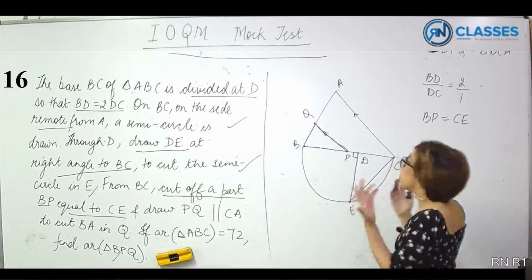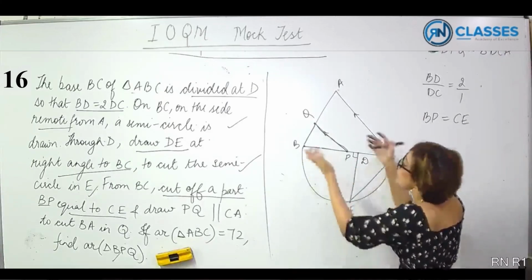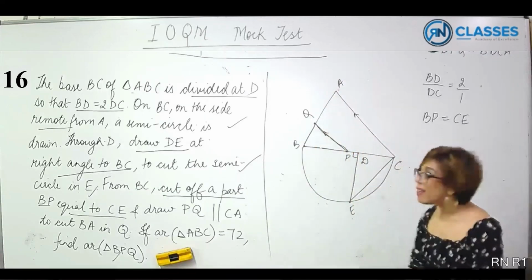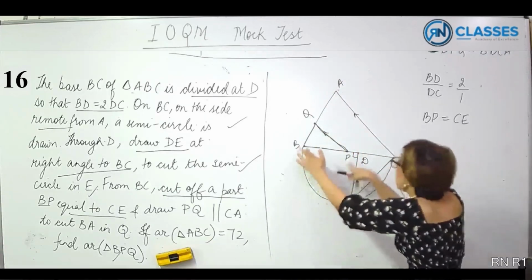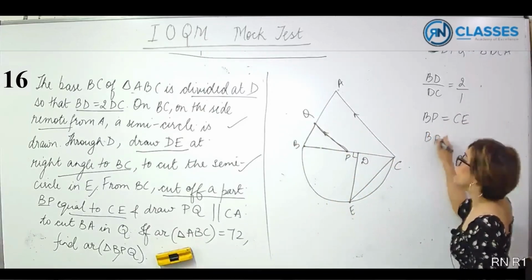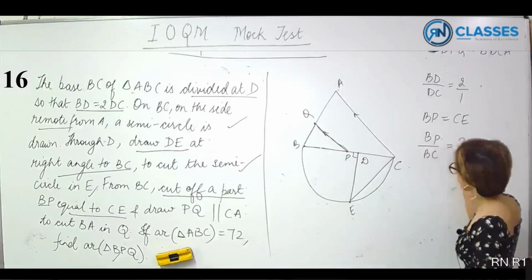So I should know maybe BC by BC, maybe BQ by BA, maybe QB by AC. Now, my guess is I will get to know BP by BC. So all I am interested in finding out is the BP by BC ratio.